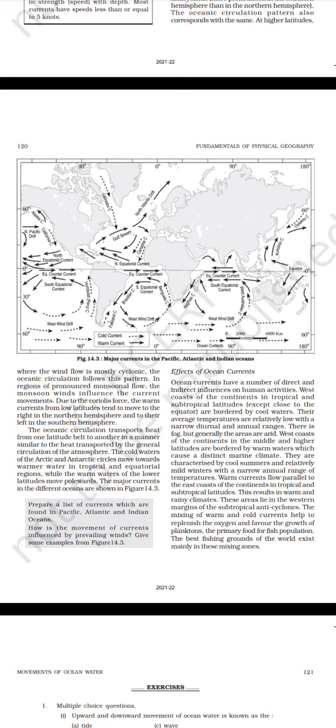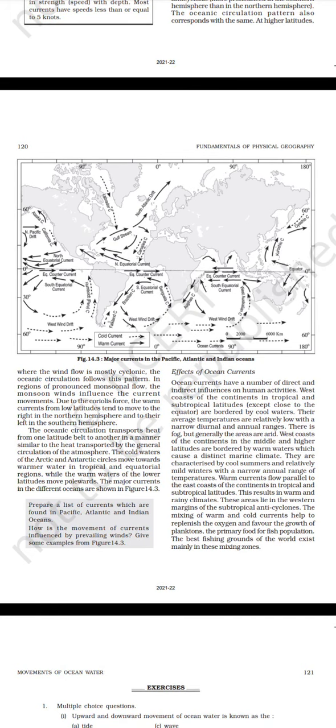West coasts of the continents in the middle and higher latitudes are bordered by warm waters which cause a distinct marine climate. They are characterized by cool summers and relatively mild winters with a narrow annual range of temperatures. Warm currents flow parallel to the east coast of the continents in tropical and subtropical latitudes. This results in warm and rainy climates. These areas lie in the western margins of the subtropical anticyclones.